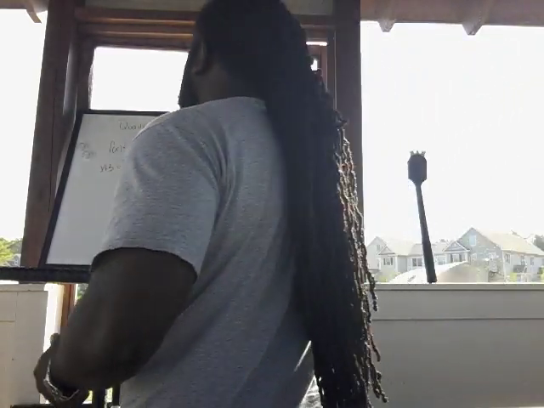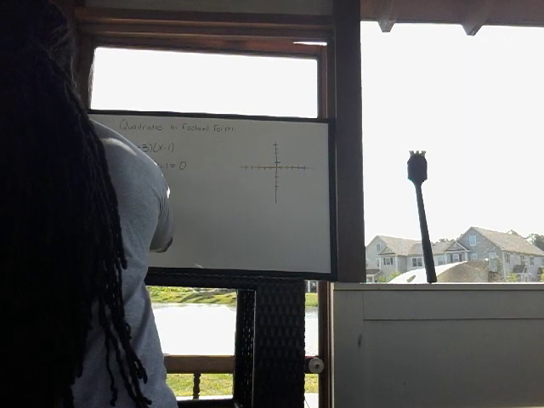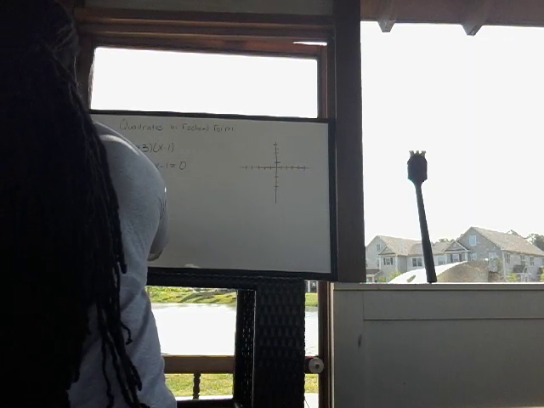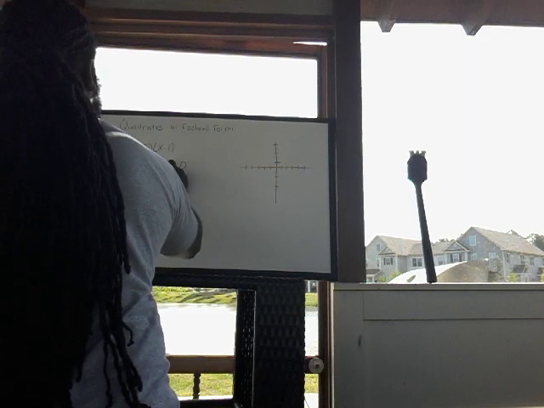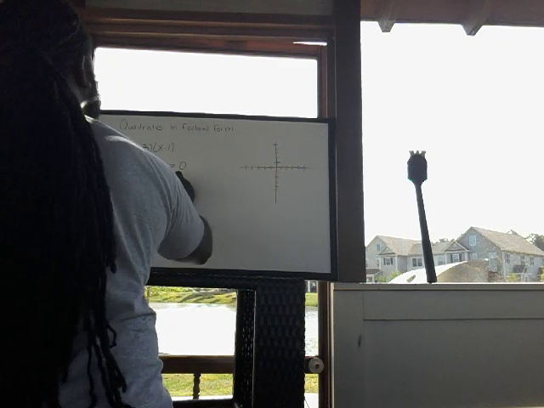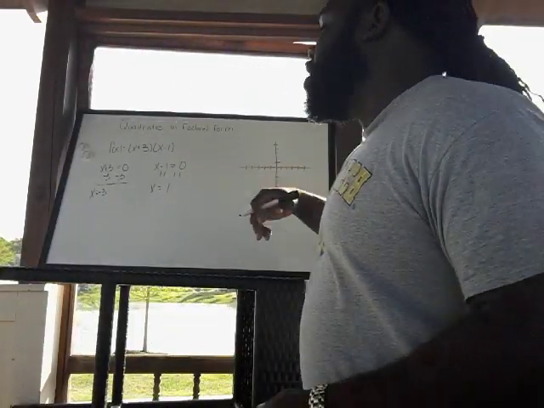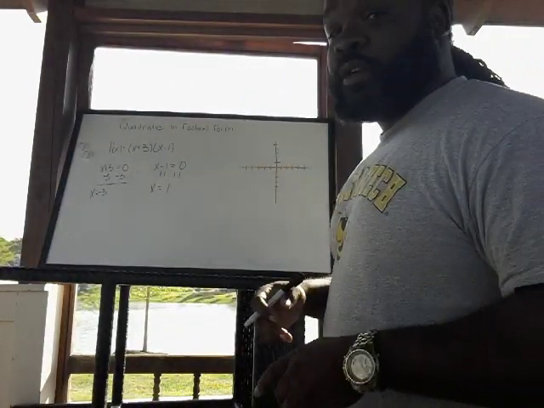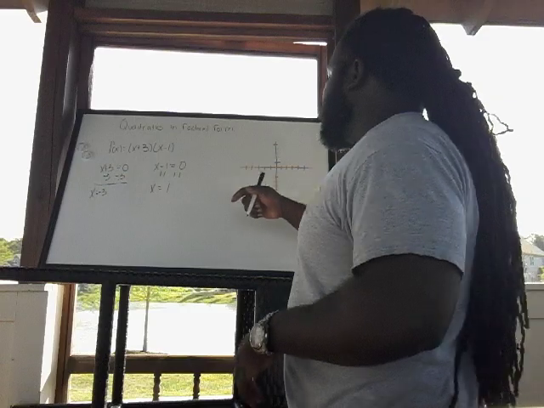So we have x + 3 = 0, and we're going to subtract 3 from both sides. For x - 1 = 0, we're going to add 1 to both sides. So x equals negative 3, and x equals a positive 1. Those are my two x-intercepts here: negative 3 and positive 1.